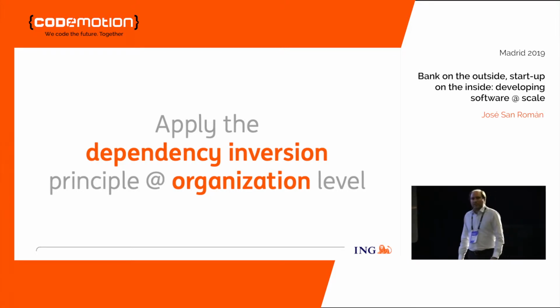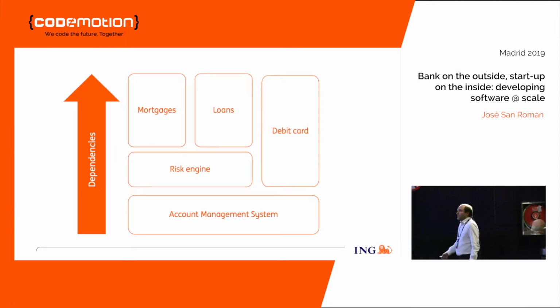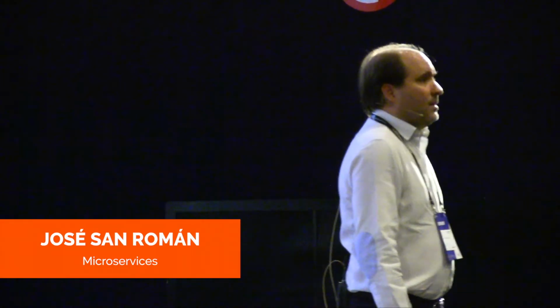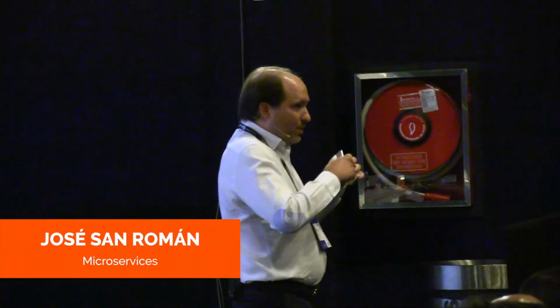We can do the same at organizational level, inverting the dependencies. What's that? Mortgages will not depend on the account management system. Account management system will depend on the product. Because what we're looking for is to ensure that the horizontal blocks really implement the customer needs. So we're moving towards that customer focus we were talking about at the beginning of the talk.